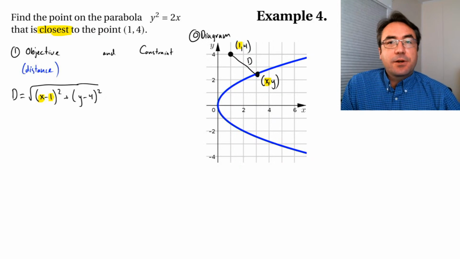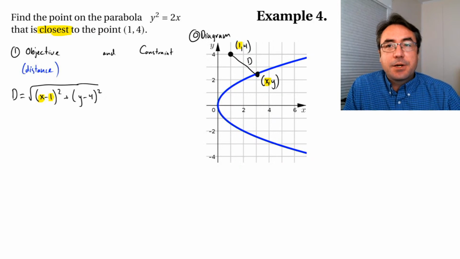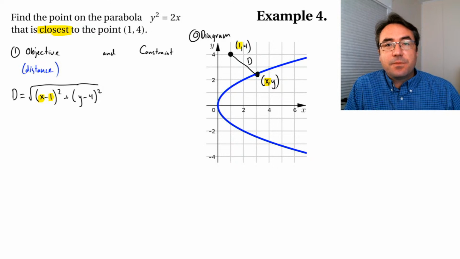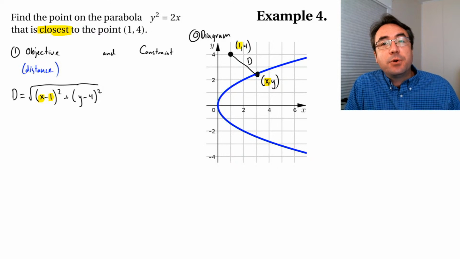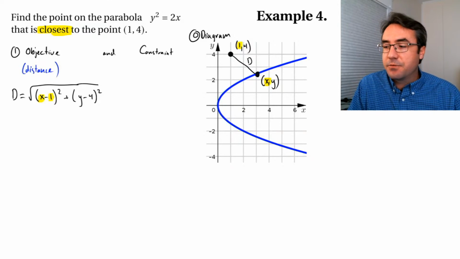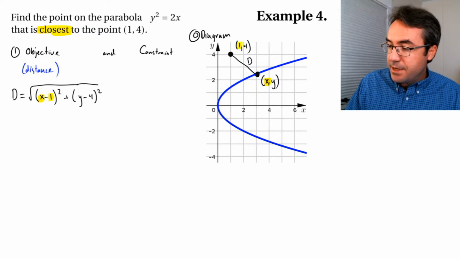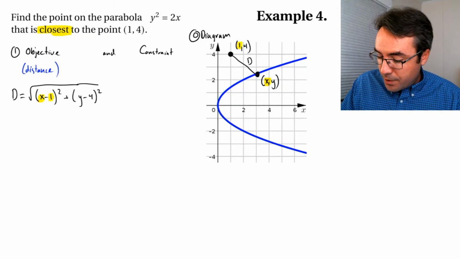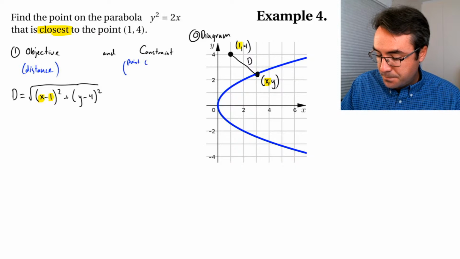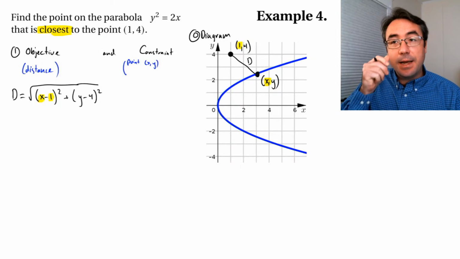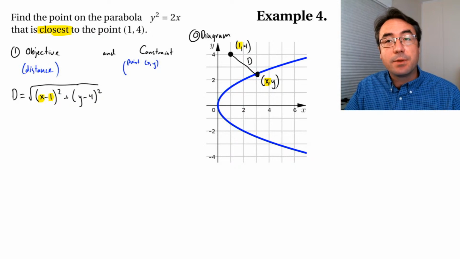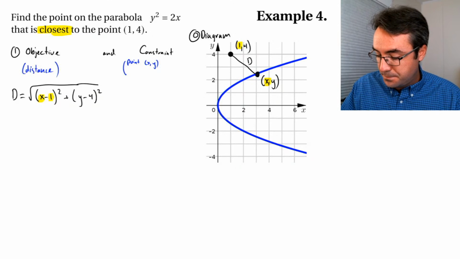All right, so what is our constraint? Our constraint is the formula or the equation that puts some restriction on our variables. And the restriction that we're seeing here is that whatever point we use, in this case x comma y, it has to be on the parabola.